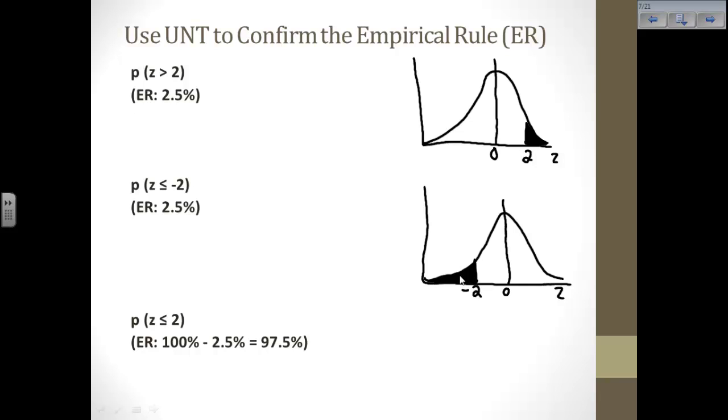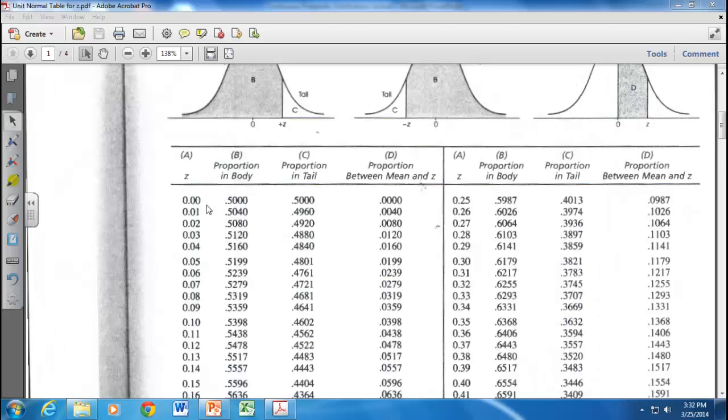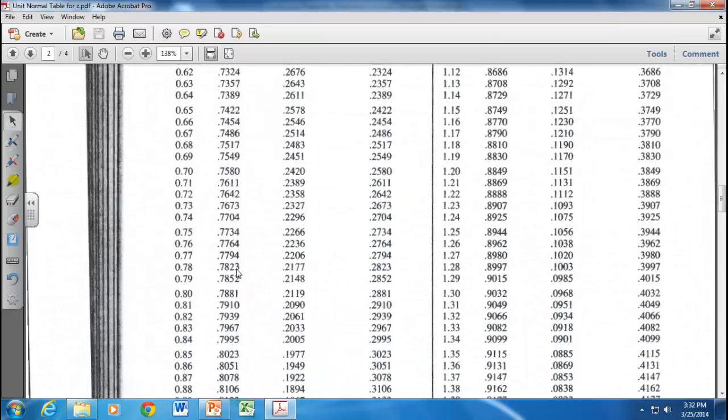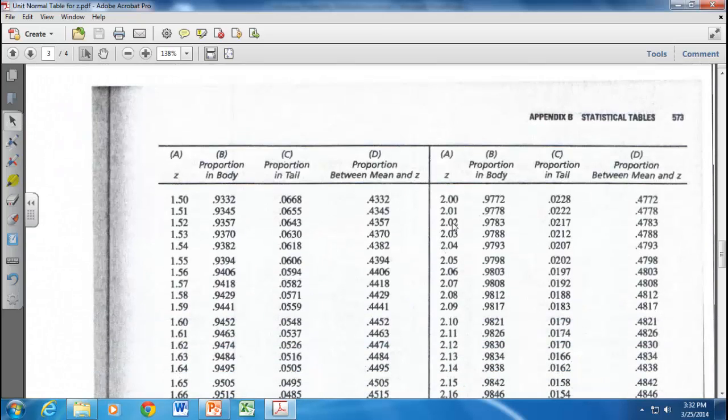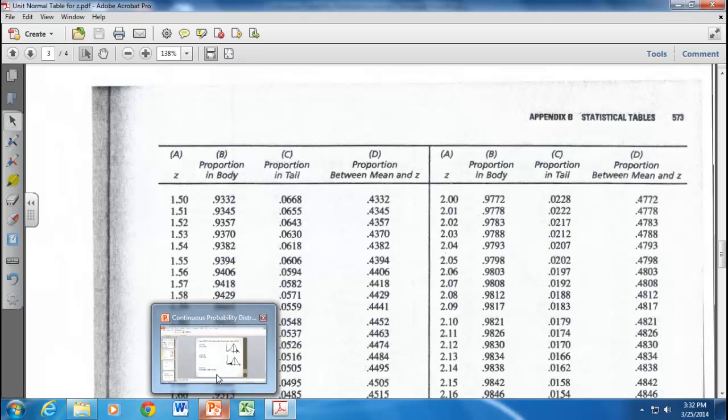So when we go to the unit normal table and look for a z-score of 2, keep on scrolling, and we're looking in this column here, the z-score column. And there's our z-score of 2. And the proportion in the tail is 0.0228. 0.0228.